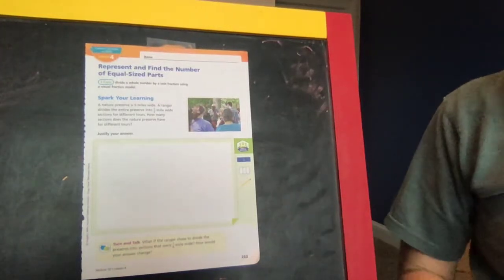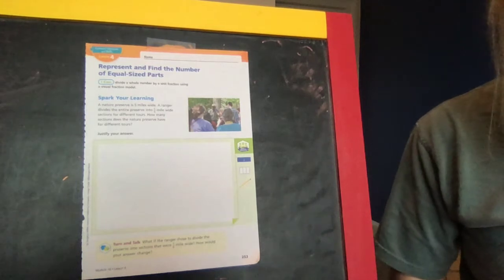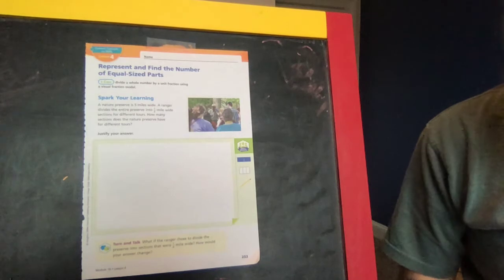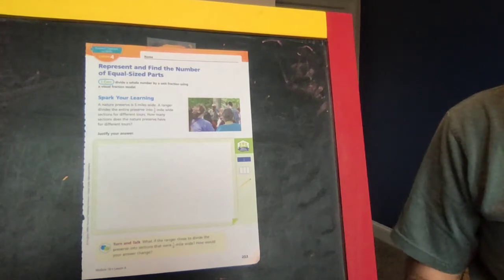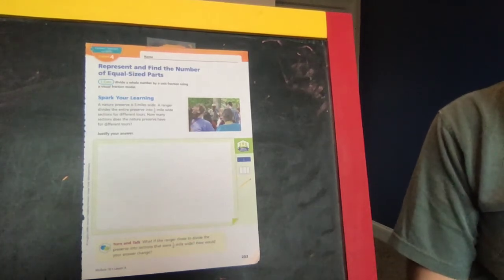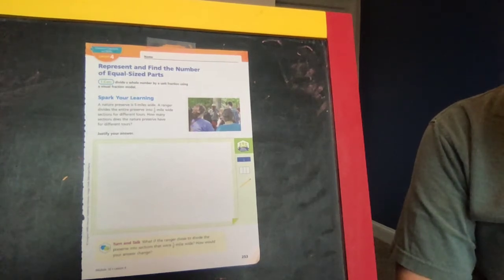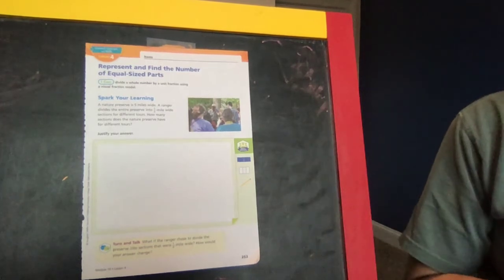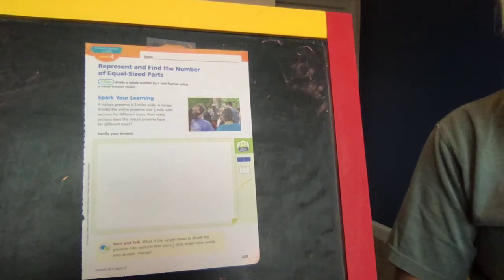Hey boys and girls, today we are on lesson 4, page 253 in your module 10 through 20 book. We are representing, still making our models, and finding the number of equal sized parts. We're kind of just keeping on doing what we were doing, except this time we're dividing our whole numbers by fractions. So it's a little bit different.